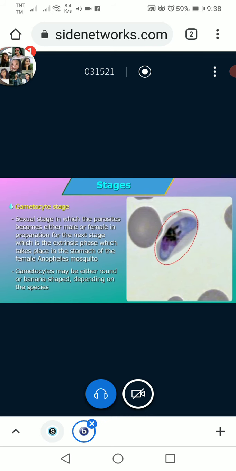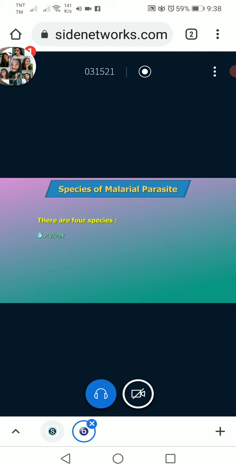The various species of malarial parasites: there are 4 species of malarial parasites that affect humans. 1. P. vivax. P. vivax is the commonest species in India. It is the largest of the malarial parasites found in humans. 2. Plasmodium falciparum, which is also a common species in India and is responsible for conditions like cerebral malaria and even death.